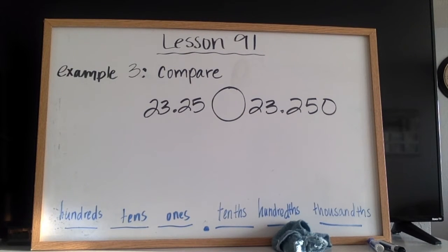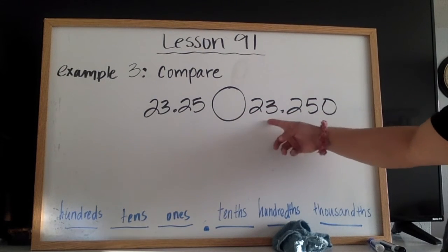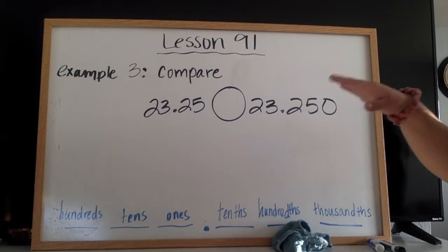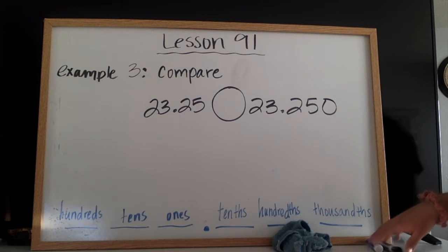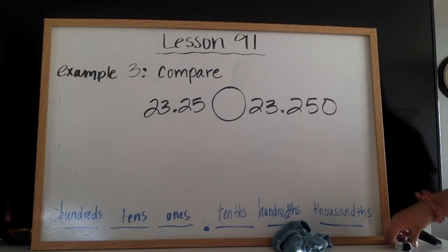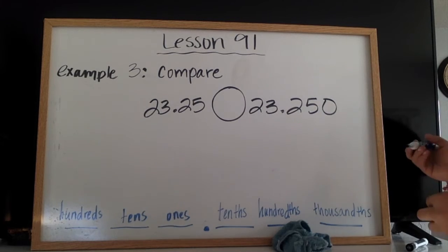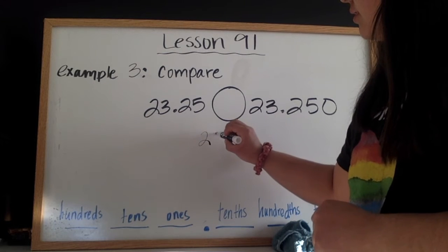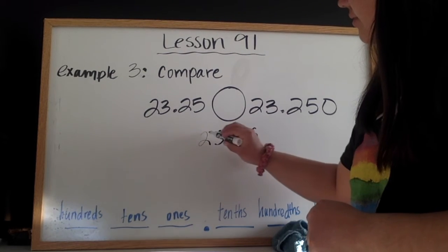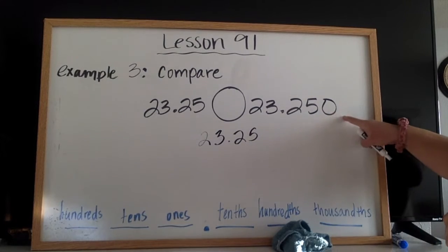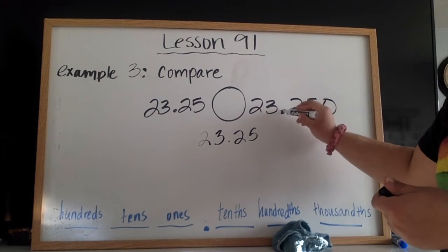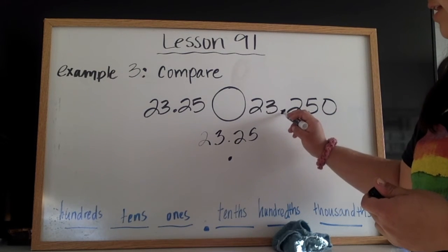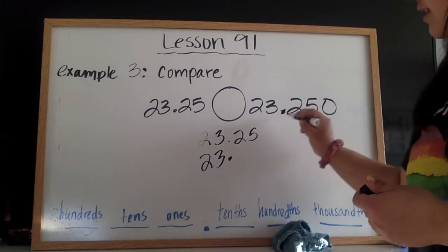Example 3, compare 23.25 with 23.250. So I'm going to line these two numbers up just like if we were adding or subtracting, where you have the place values lined up. So 23.25, and then I'm going to line up 23.250 with this. So I'm going to put the decimal number first because that always helps me. And then I should have 23 in front of that decimal. And then I should put 250.